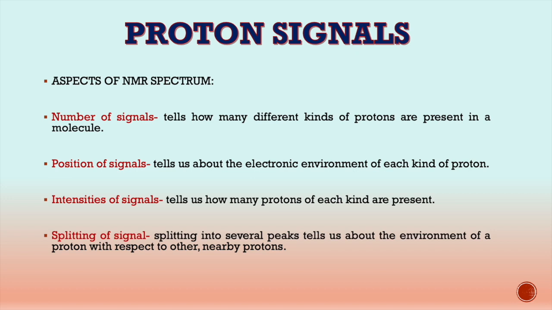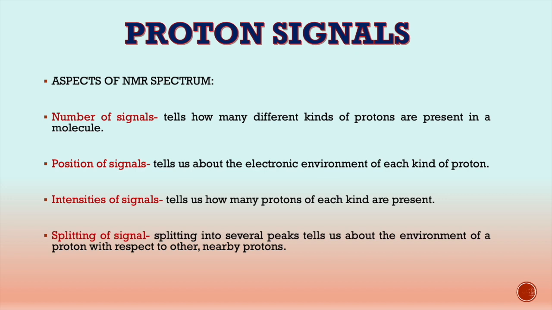Okay. Second is the position of signals. The position of the signal, what is the value of delta in the spectrum? That position tells us how the electronic environment of each kind of proton is being affected. For example, near a particular proton we have a carbonyl group, and in the other molecule no carbonyl group is present near that similar proton. Due to the presence of the carbonyl group, a shift in the position of the signal will take place. This is why we say the position of signal tells us about the electronic environment of each kind of proton.